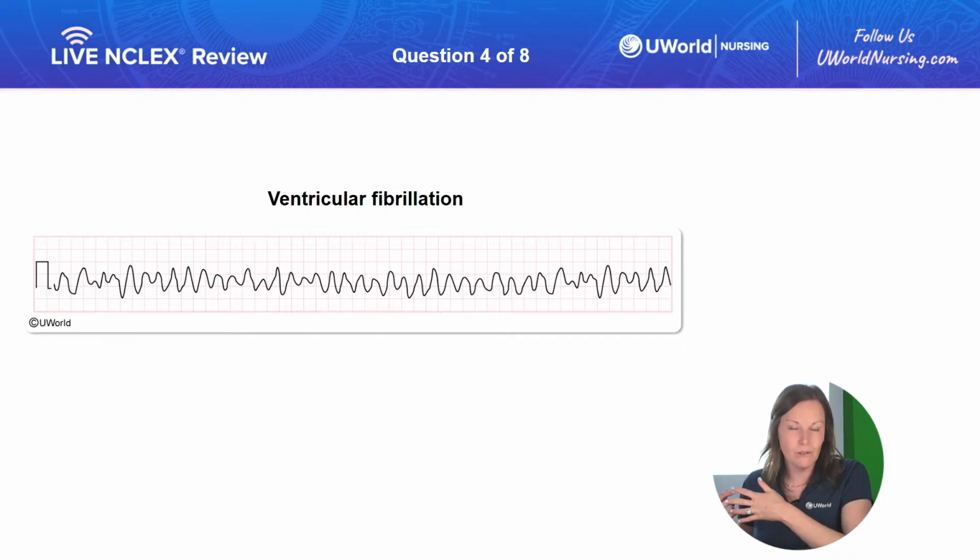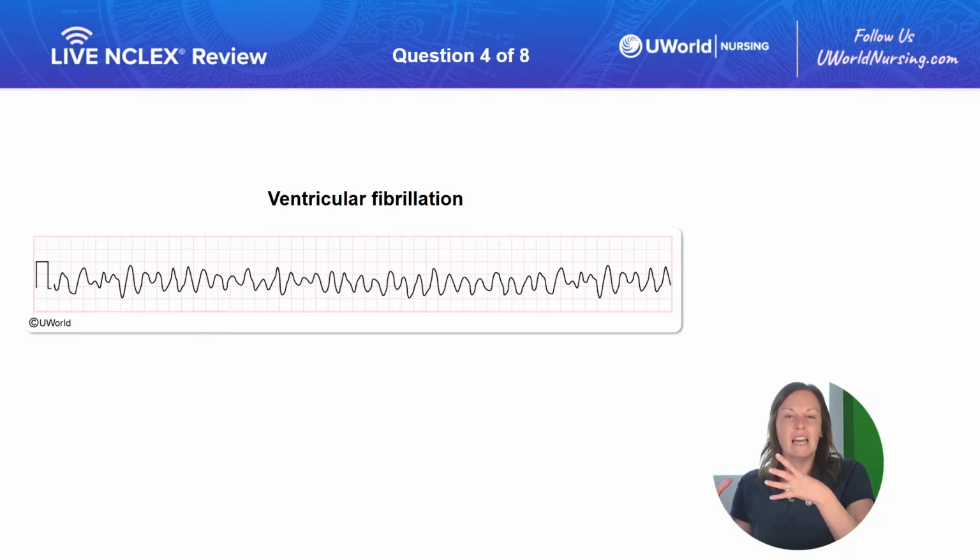They're completely disorganized, and I feel like that's what you see on that strip. It's kind of the unraveling of our cardiac function, of that electrical system, that electrical current that's running through our heart.